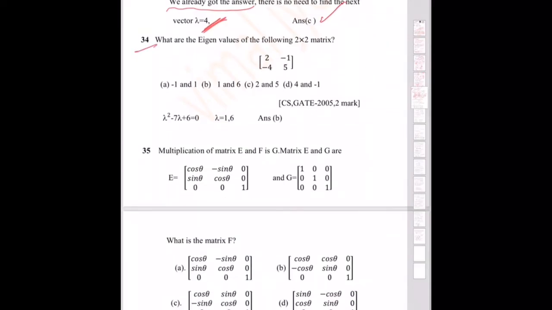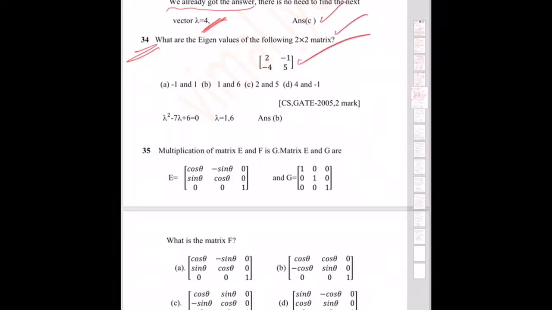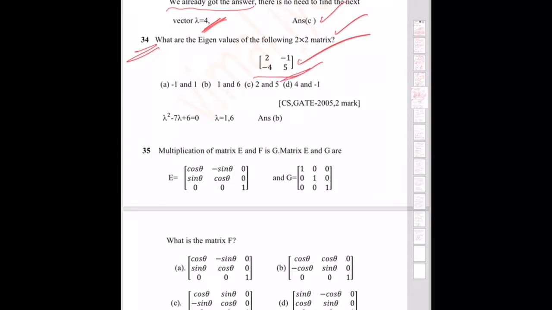Then problem 34. What are the eigenvalues of the following 2 by 2 matrix? The characteristic equation of this matrix is lambda squared minus 7 lambda plus 6 equal to 0. That is, lambda equals 1 and 6. So answer B is correct. Then problem number 35.